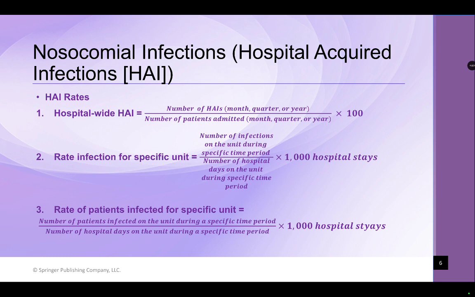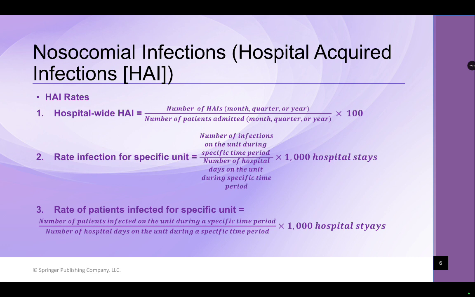Nosocomial infections and HAI rates. We're just going to call it HAI rates. So there are several types of HAI rates that can be calculated. A hospital-wide HAI provides an overall infection rate for the entire hospital. It can be calculated for a month, quarter, or year. And this slide shows the formulas we can use to calculate these rates.